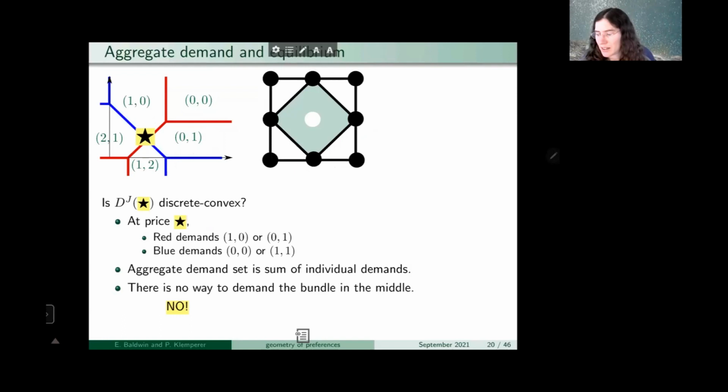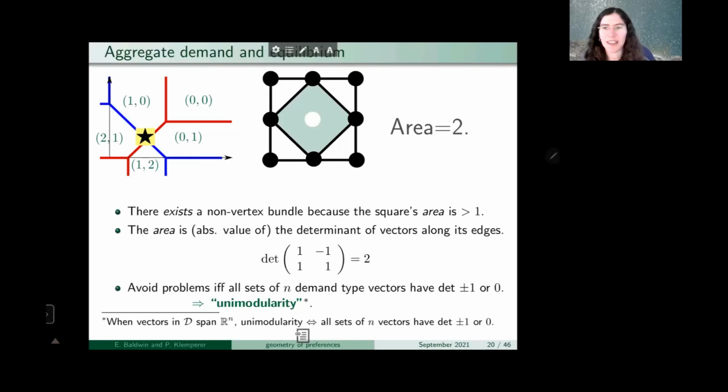Right. So we had agreed that in this case, with this indivisibility, we weren't going to get to the bundle in the middle. So no, we can't do that. So looking at this picture again, what's the issue? The issue is that there's a bundle in this square that's not at a vertex, because we saw that we could move between the vertices and that was fine, but we can't get away from the vertices. So why do we have a bundle in the middle of this square that's not a vertex?